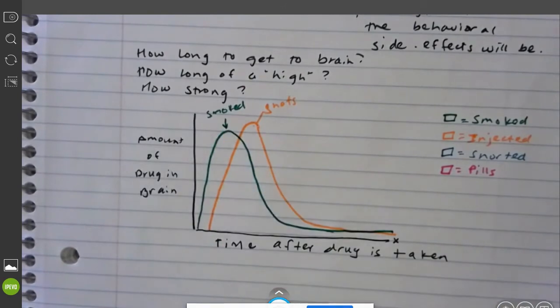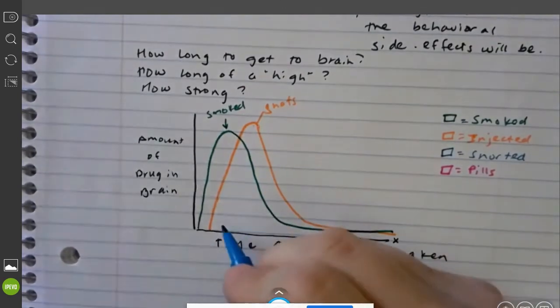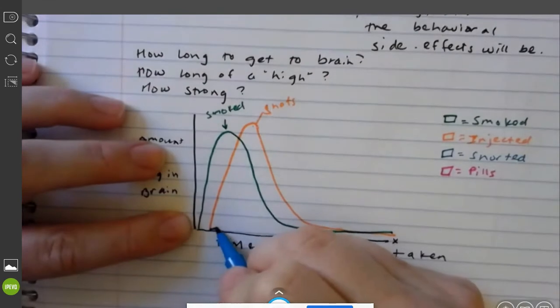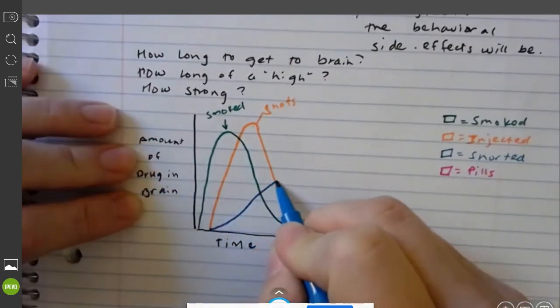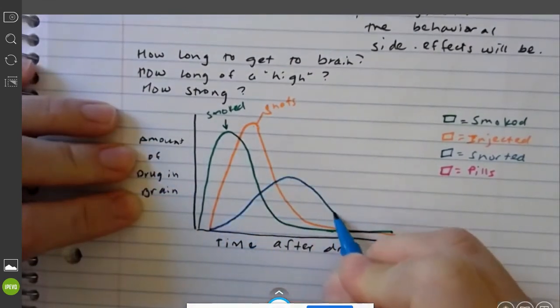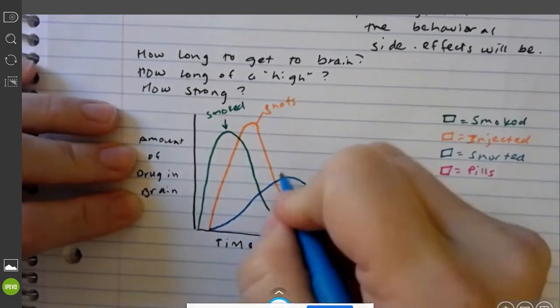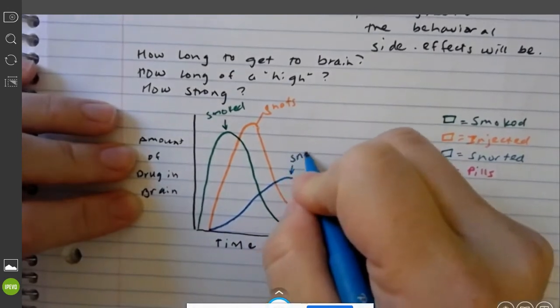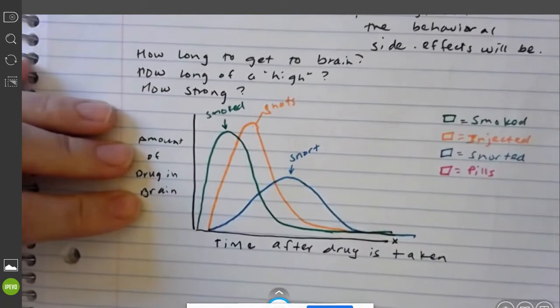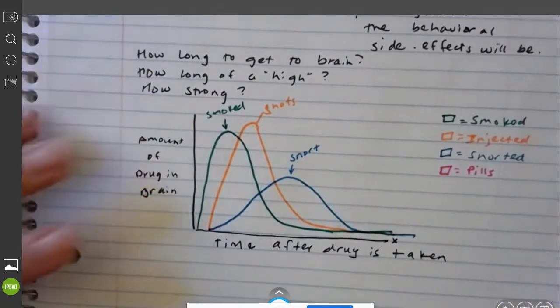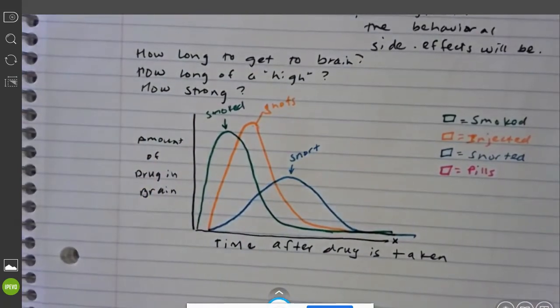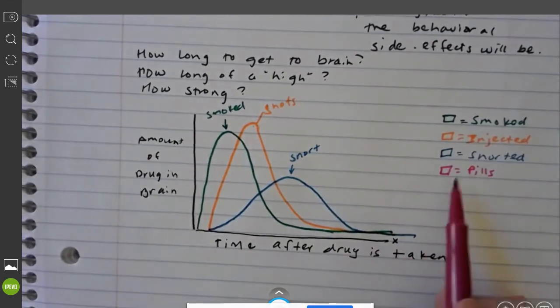All right, snorting the drug is going to be your third fastest. So we're going to have it peak in the person's brain a little bit longer after. So this will be when a drug is snorted. And the one that takes the longest to get to your body but leads to the longest high for the user is going to be in pill form.